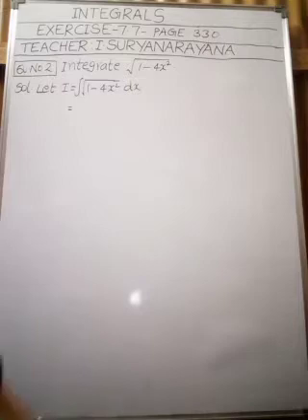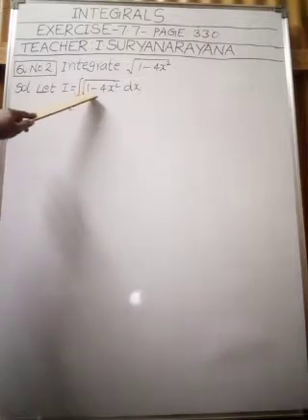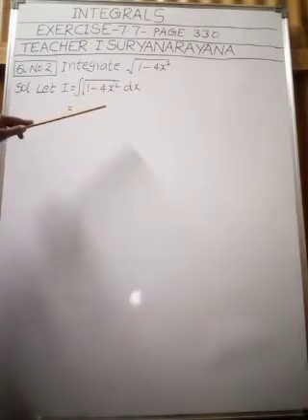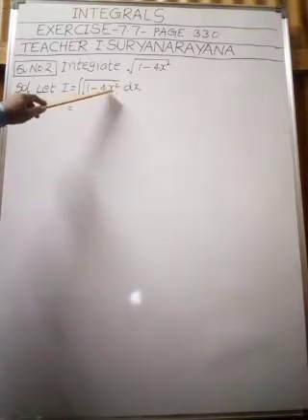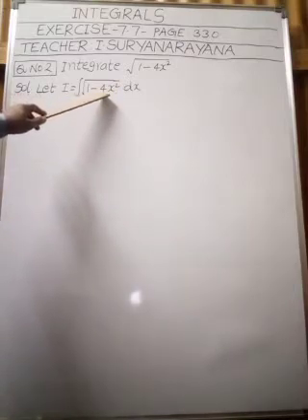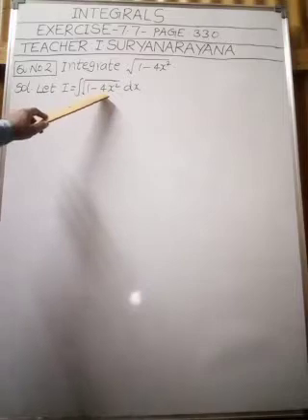Right. Now come to this quadratic expression. If you observe this quadratic expression, here the x square coefficient is 4. So we have to take it out.